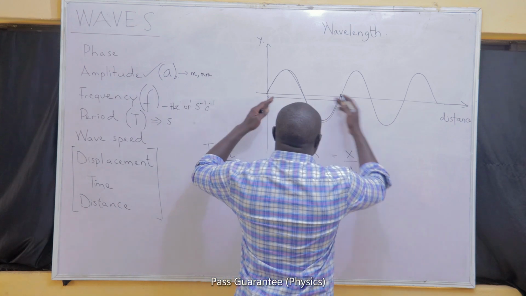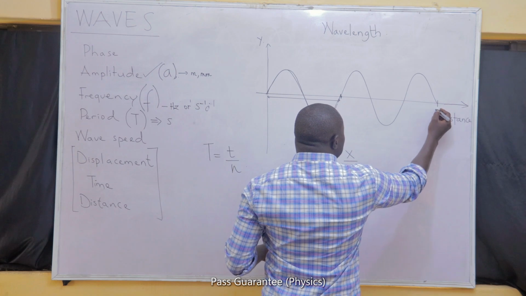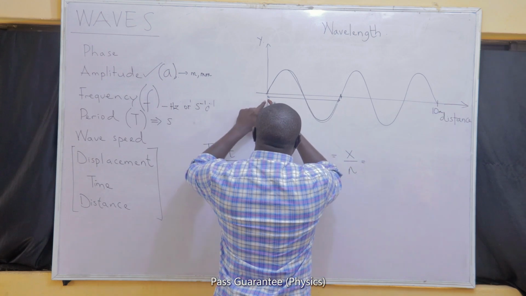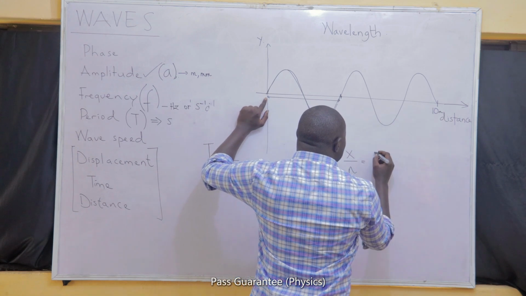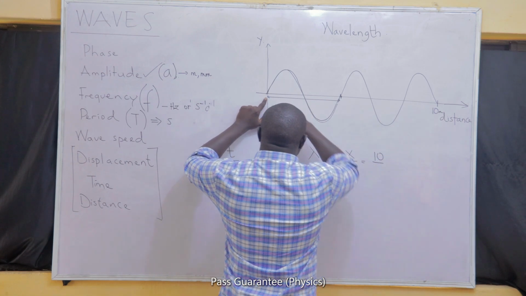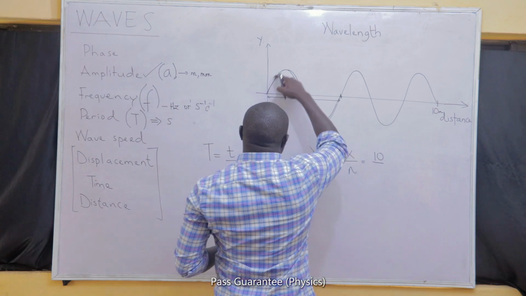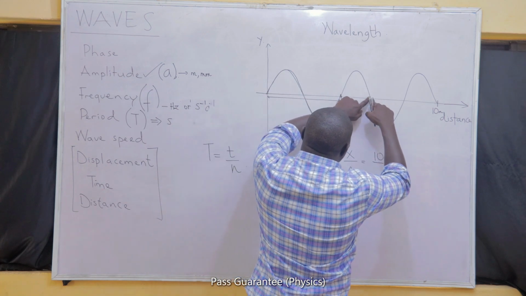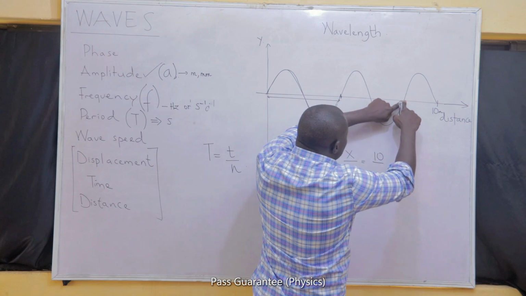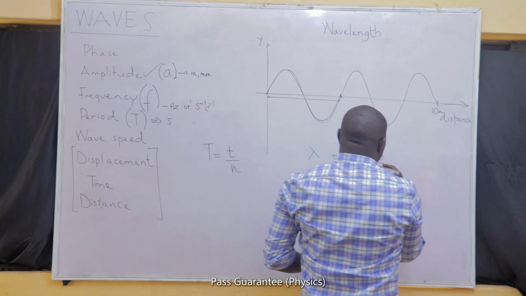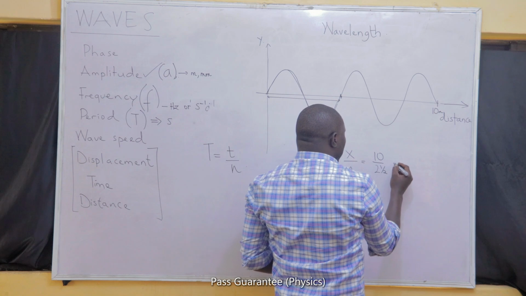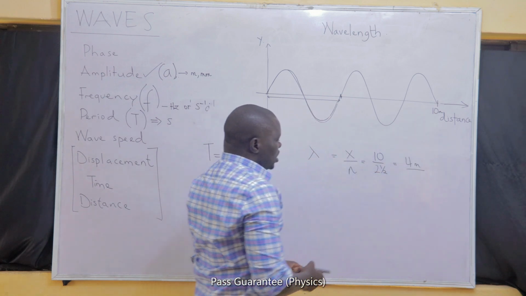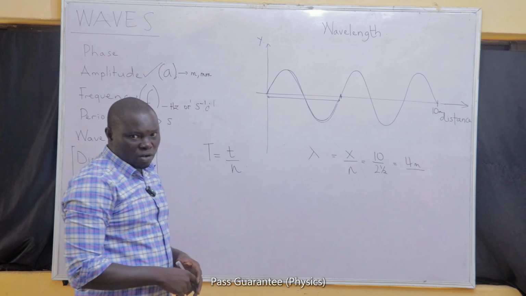If, for example, for this pattern that is shown on the board, this is 10 meters, then it means I've been given the distance from this 0 point to this place as 10. I now need to count the number of cycles that make up that 10. This is half, 1, that's a full cycle, 1.5, 2, that's 2 cycles, 2.5. So I have 2.5. If you divide 10 by 2.5, you are going to get 4 meters. If this is in meters, then that is the wavelength. The wavelength is equal to 4 meters.